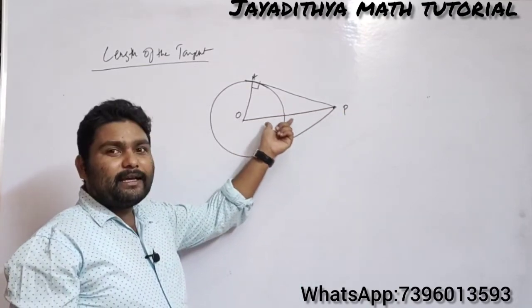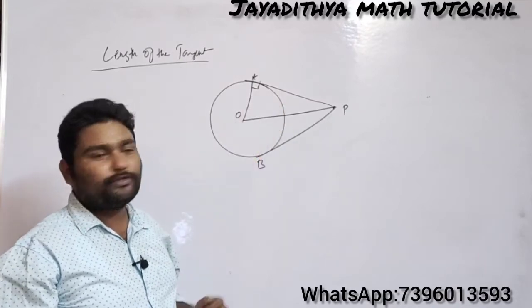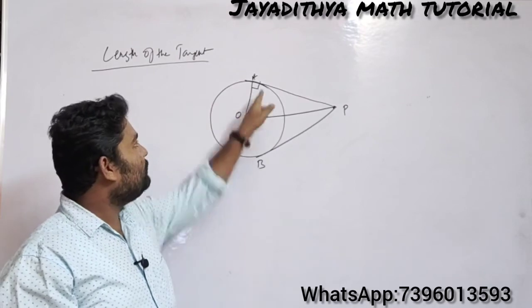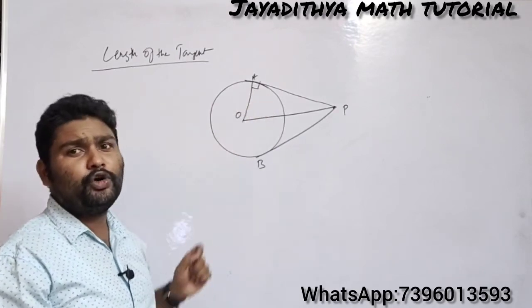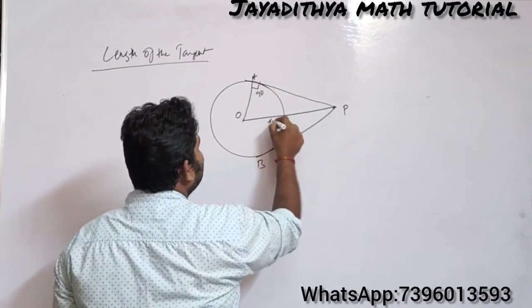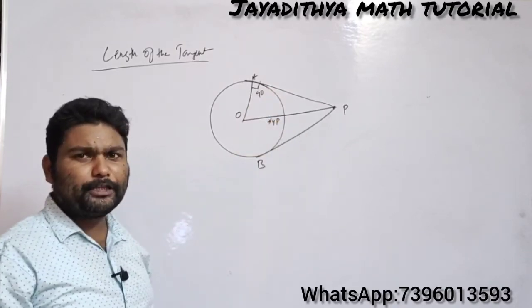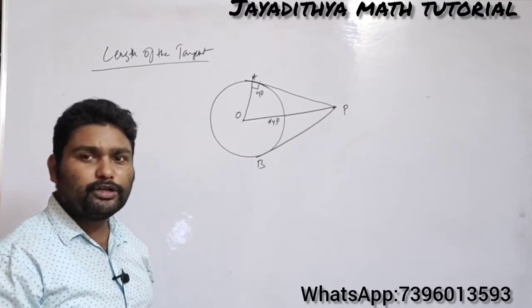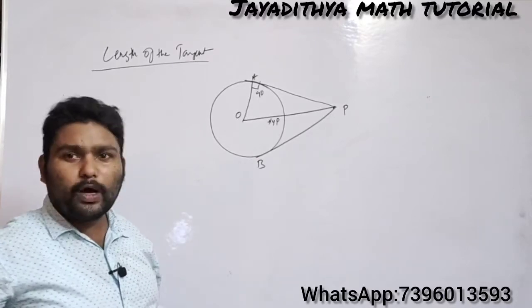OP is the hypotenuse for the right angled triangle, or not? Why? Because this angle is 90 degrees, so obviously this must be the hypotenuse. You should know each and every minute concept here. Clear now? This is very important. Sometimes you need to apply the trigonometry concept also. If you haven't watched trigonometry, you should watch that also.